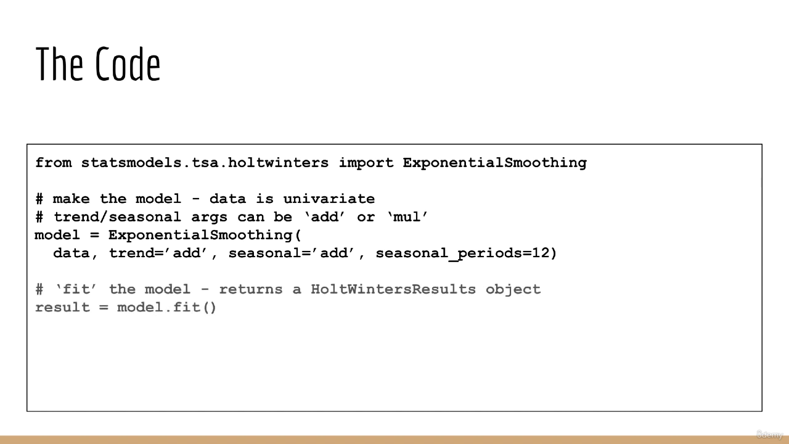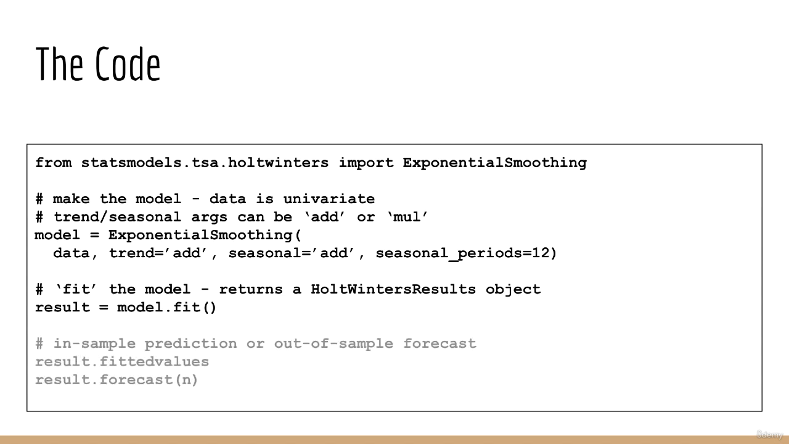The next step is to call the fit function, which does not require any parameters. And as usual, this returns the Holt-Winters results object, from which we can then obtain the fitted values, as well as call the forecast function.